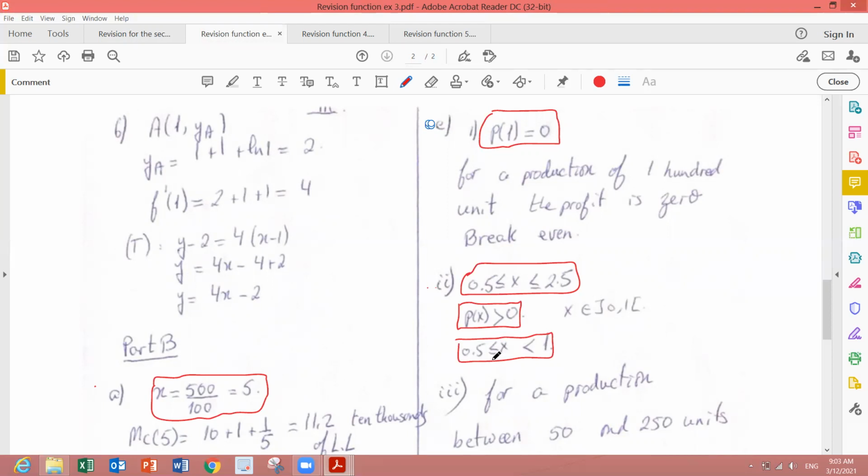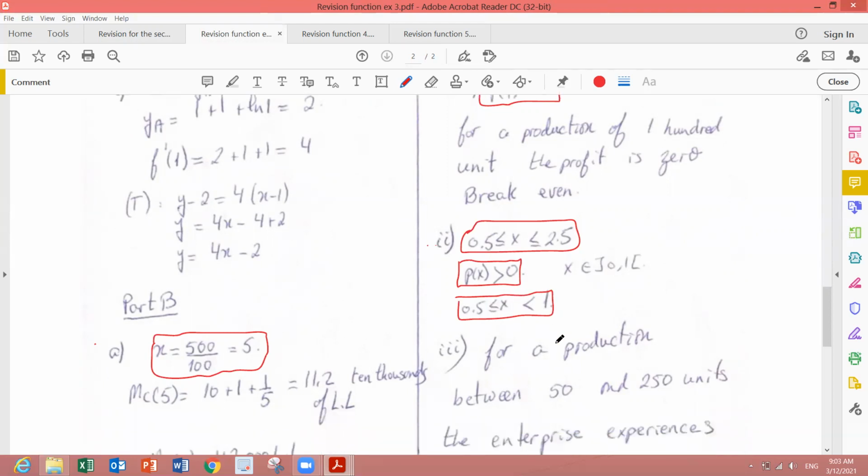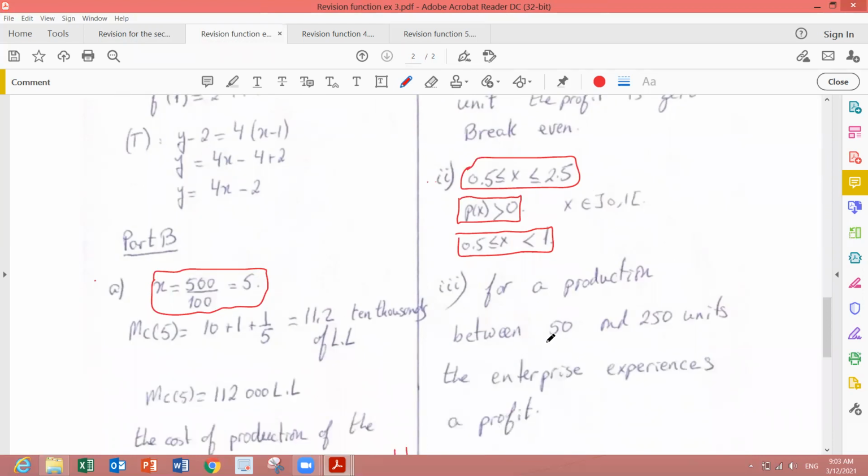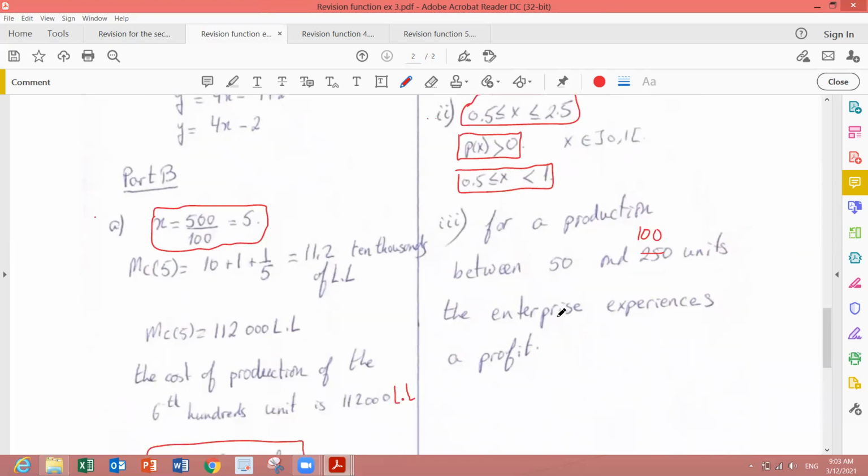So for a production between 50 units and 100 units, not 250 and 100 units, correct it please, the enterprise experiences a profit. For a production between 50 and 100 units, the enterprise experiences a profit.